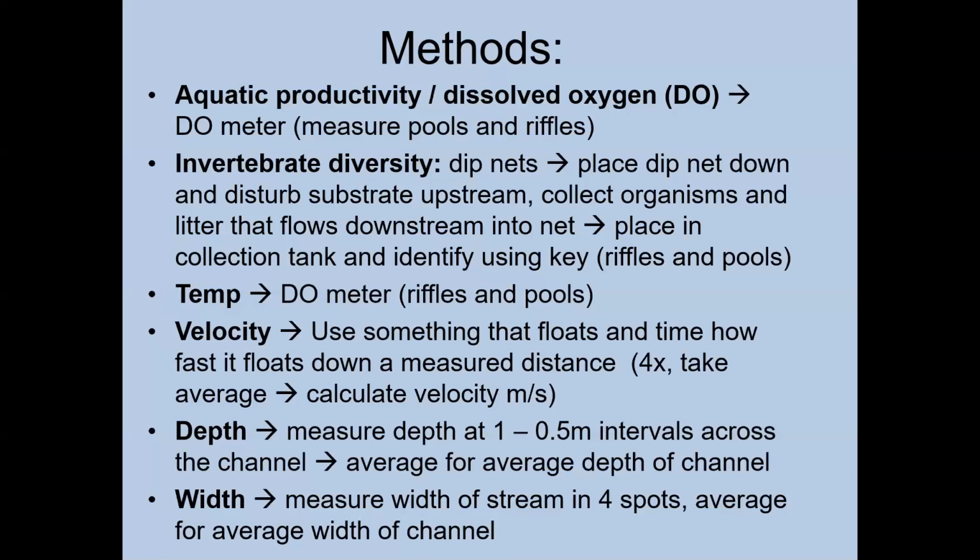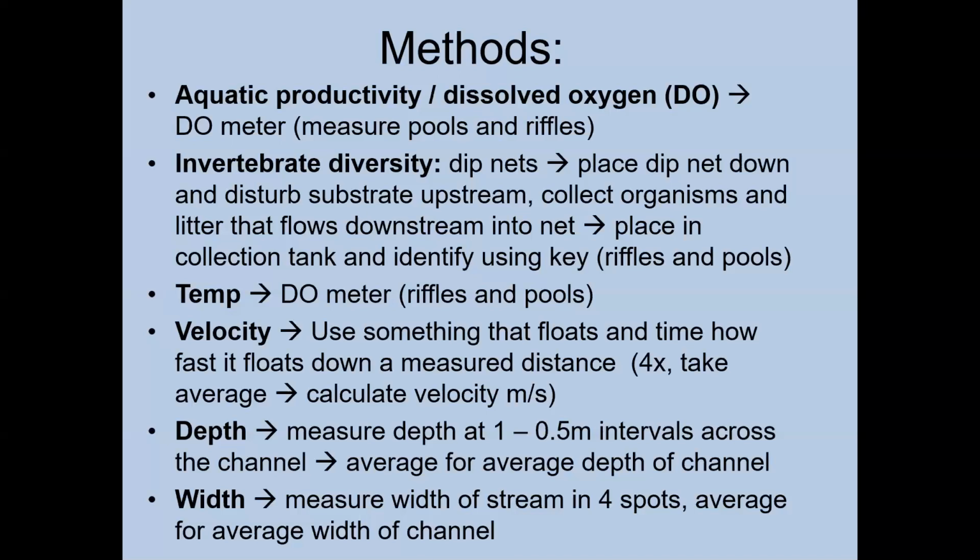And we make sure that they cross 2 riffle areas and 2 pool areas so that we're getting those 2 microhabitats in there. We measure the depth and the width at each of those 4 locations to get an average of the stream depth and width.